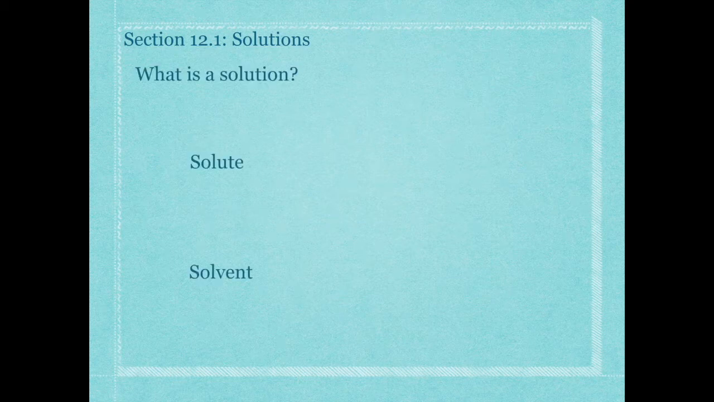So in this chapter, we're going to be talking about solutions. And so the first thing we have to do is actually define what a solution is. Okay? So a solution is a homogeneous mixture. And so by homogeneous, remember, we mean the same throughout, evenly distributed.